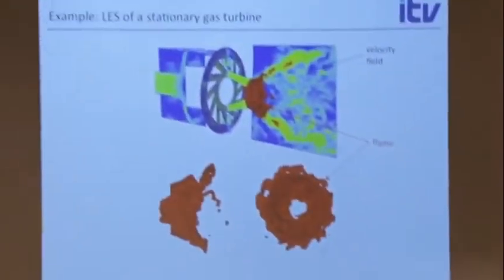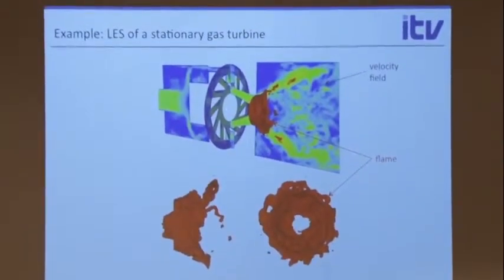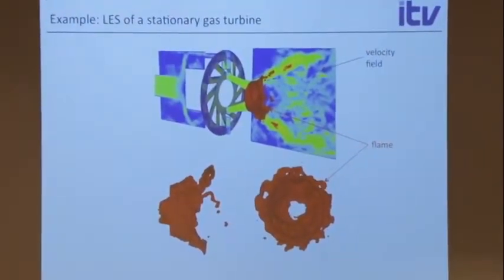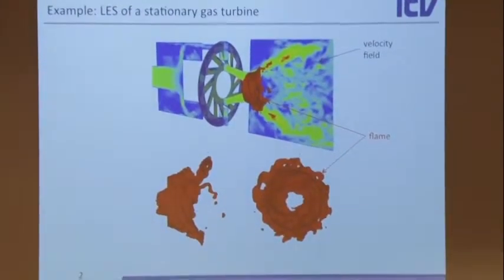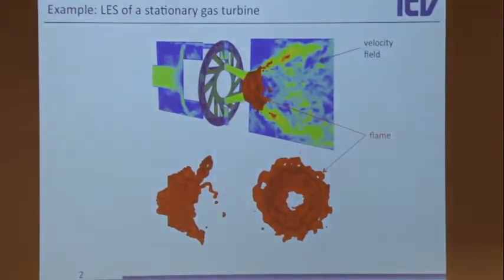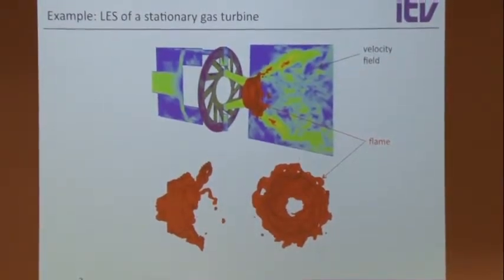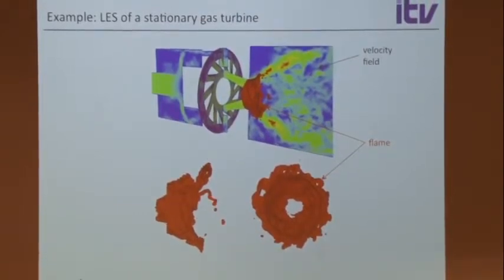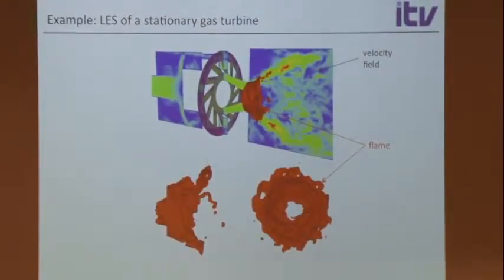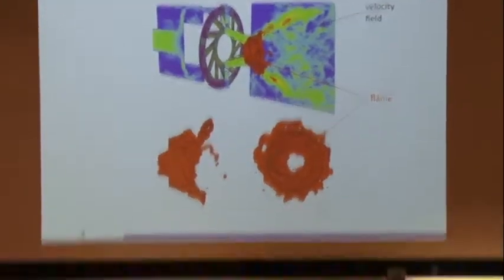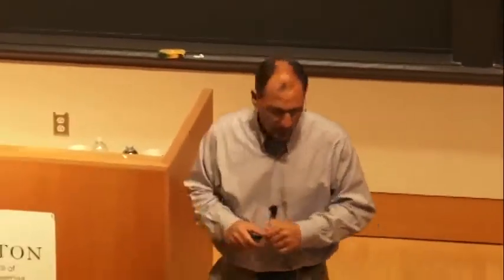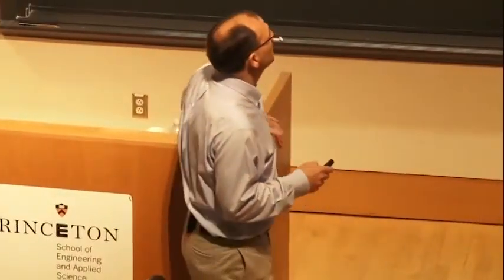So this is an example of a large eddy simulation, actually, of a stationary gas turbine. You have fuel air mixture coming from the left, and then there's a swirler here. You get a swirling flow, and then you get a flame like this. One of the things you see here in LES that is nice is you get all these dynamics. You resolve some of these dynamics of the flow and also of the flame.